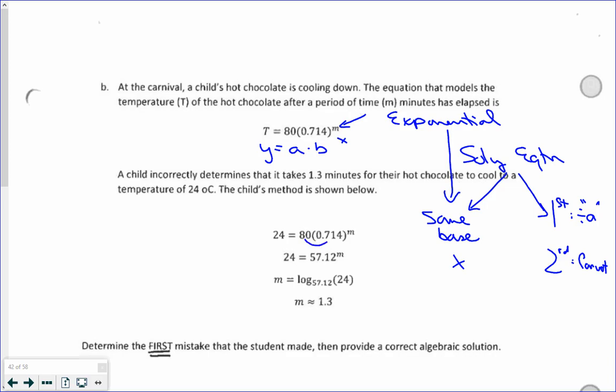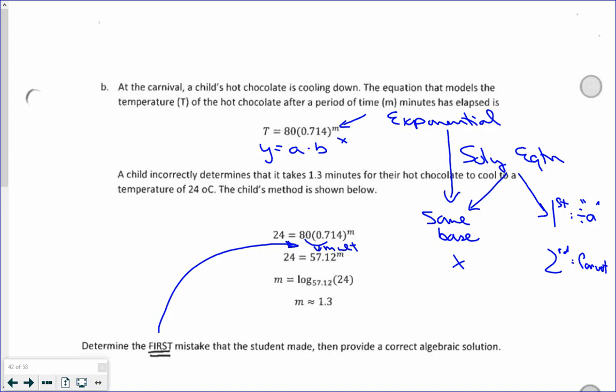What they did is they multiplied. So they did step 1 wrong. You cannot multiply the A and the B. Okay? So the question is, determine the first mistake that they made. Right there. They multiplied. That was their first mistake.